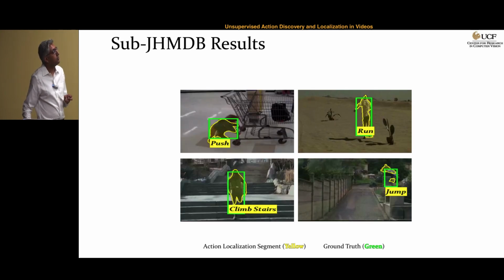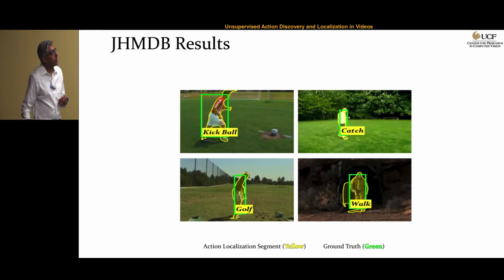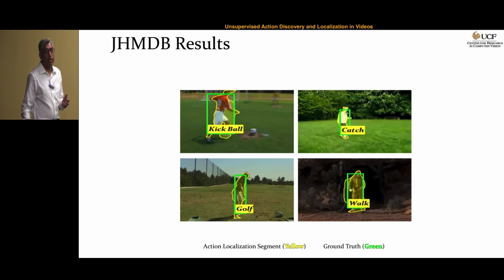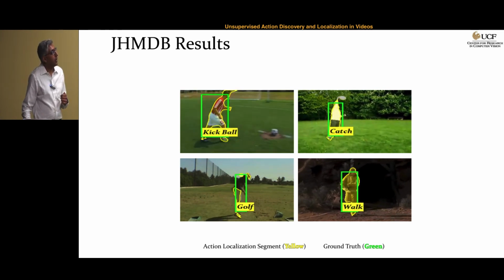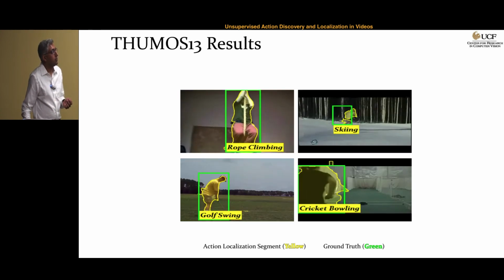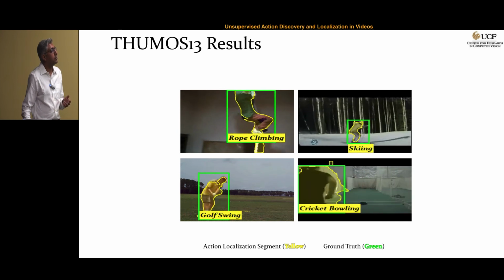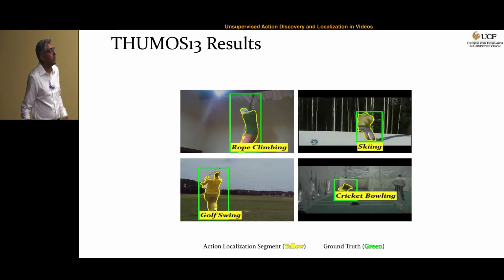Here are some more results on sub-JHMDB. Here's JHMDB, which has about 21 actions and about 900 videos. And finally, we show results on Thumos13, which is one of the largest data sets for action localization, with 24 actions and about 3,000 videos. And as you can see, we can localize it pretty well.